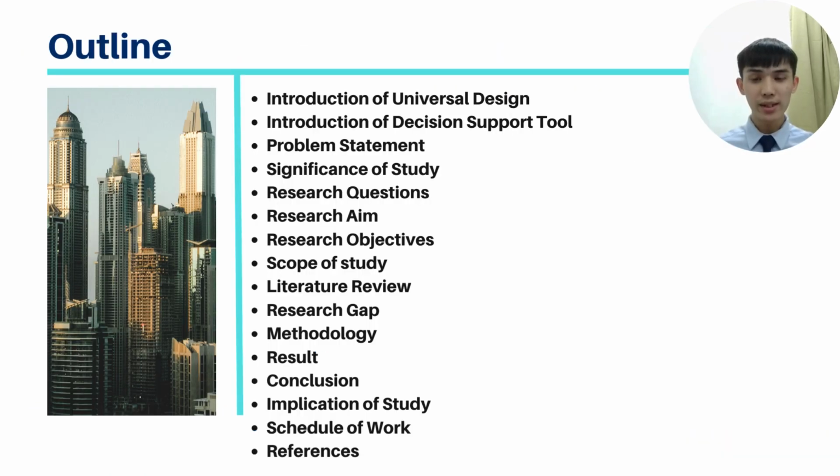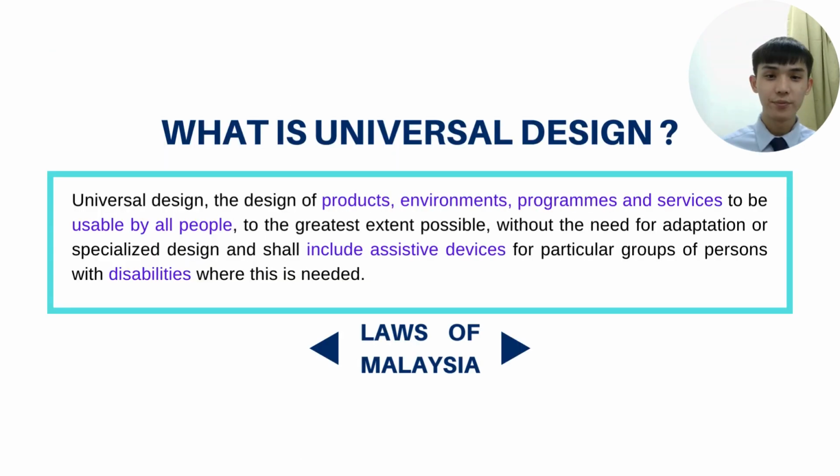Before we go to the main topic, let's take a look at the outline. We will be talking about the introduction of universal design, introduction of decision support tool, problem statement, significance of study, research questions, research aims, research objectives, scope of study, literature review, research gap, methodology, result, conclusion, implication of study, schedule of work, and references. So what is universal design?